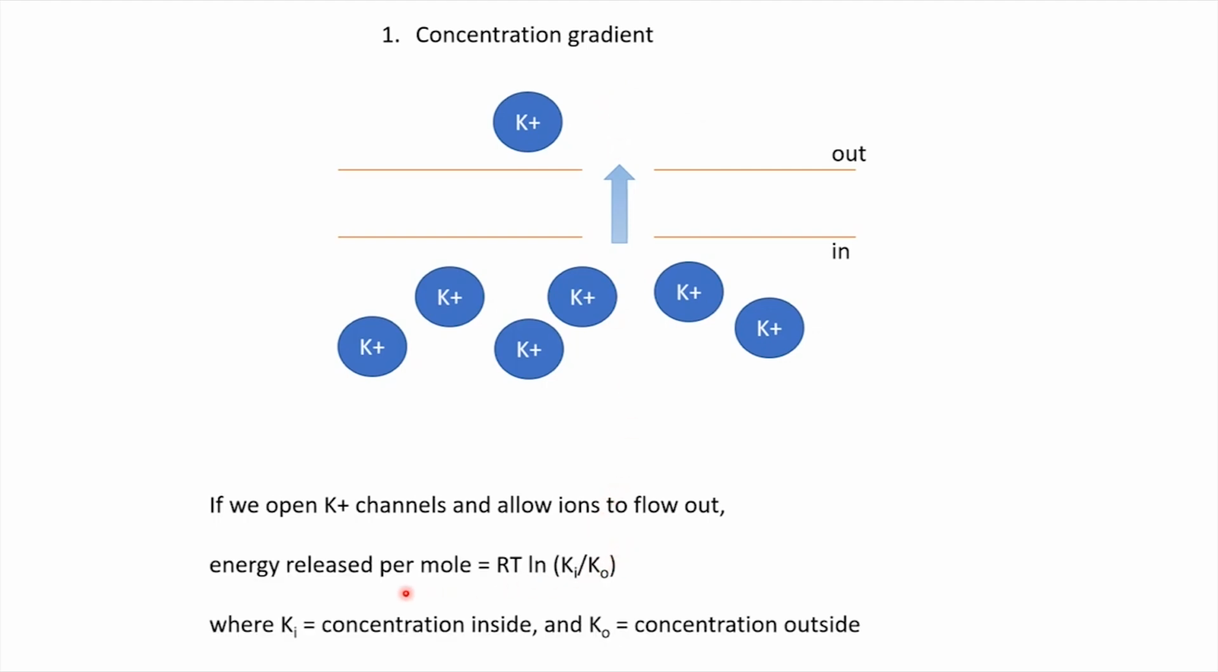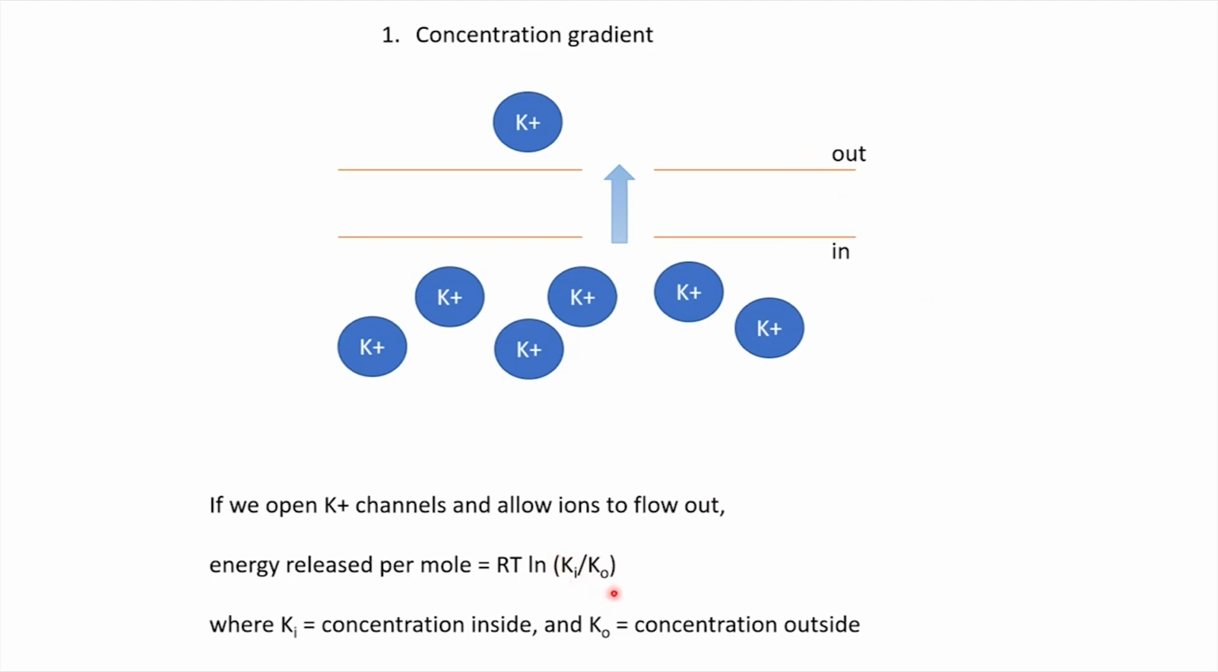And the exact relationship is given by this formula. So energy released per mole of potassium ions moving out is equal to RT ln Ki over Ko, where R is the gas constant, T is the absolute temperature in kelvins, ln is the natural logarithm, Ki is the concentration of potassium ions inside, and Ko is the concentration of potassium ions outside.